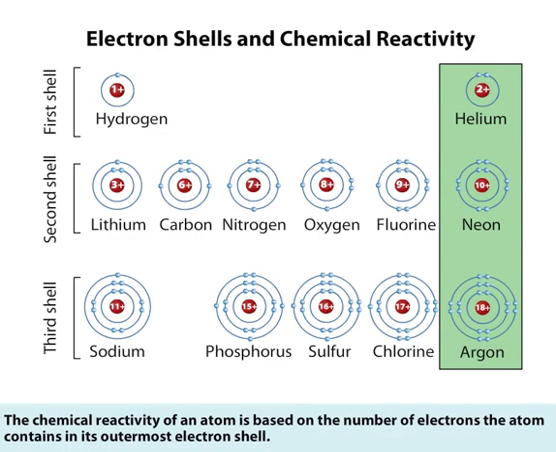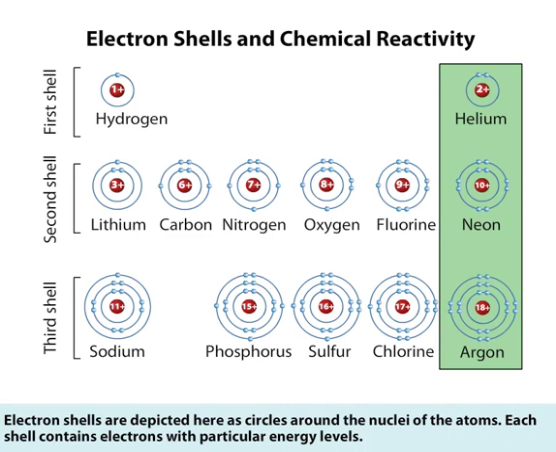The chemical reactivity of an atom is based on the number of electrons the atom contains in its outermost electron shell. Electron shells are depicted here as circles around the nuclei of the atoms. Each shell contains electrons with particular energy levels.